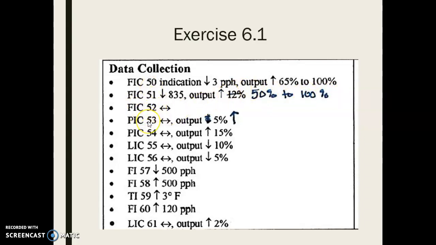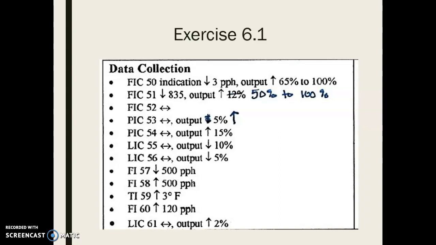FIC 52, your steam in, is consistent, it's normal. PIC 53, which is the vacuum on the S3, is okay, but the output is up only 5%. PIC 54 is okay, but its output is also up 15%. And then LIC 55 is the level in D3, which is your absorber. That's okay, but its output is down 10%. So it's trying to close and not fill the liquid as much.